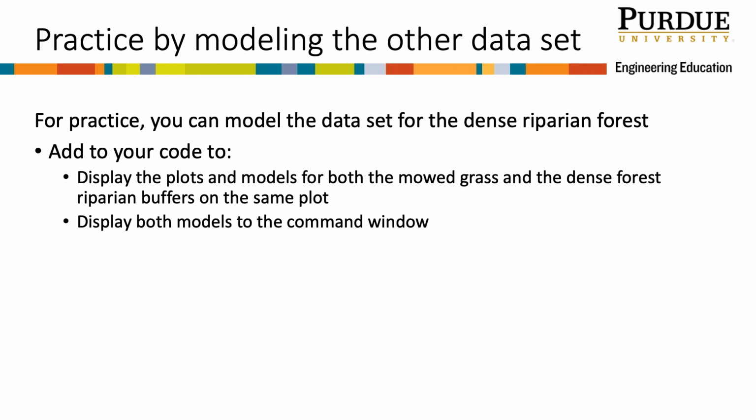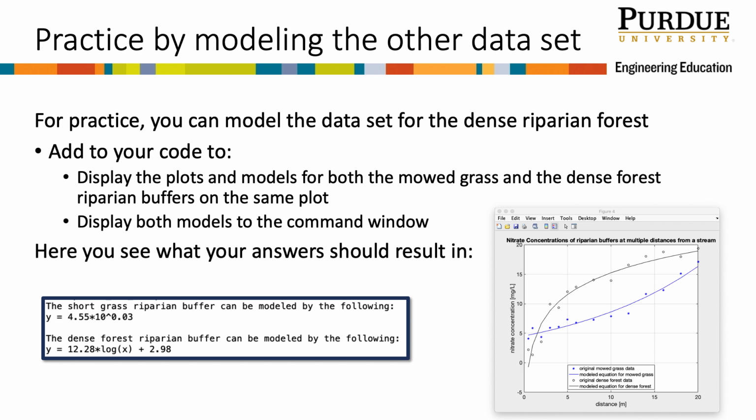If you would like to practice a different type of model, you can model the data set for the dense riparian forest. To do this, start with the code we have already worked through together. Add to this code in order to display the plots and models for both the mowed grass and the dense riparian buffers on the same plot, and display both models to the command window. The following is the result you should get for the new code.